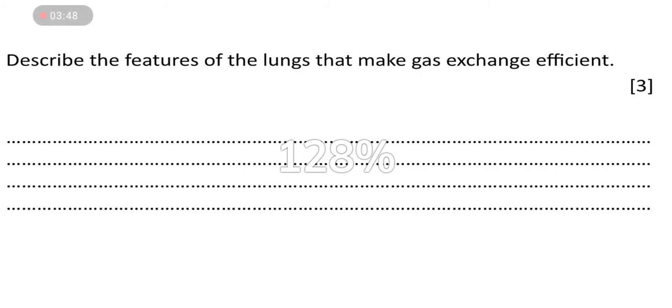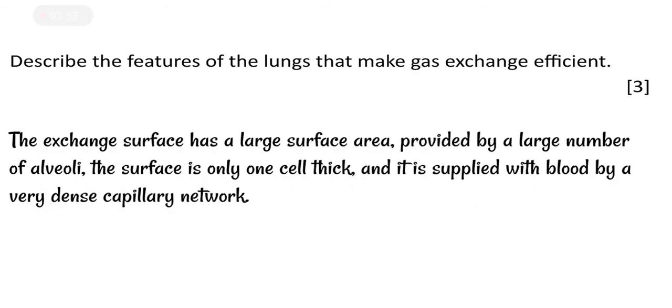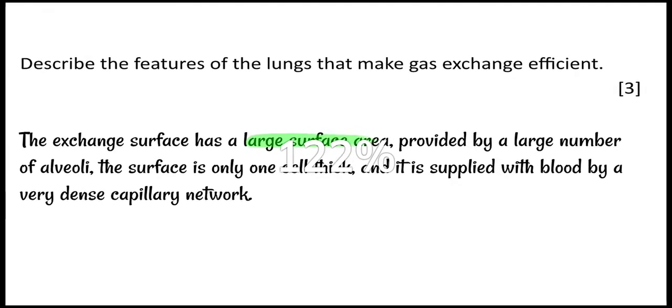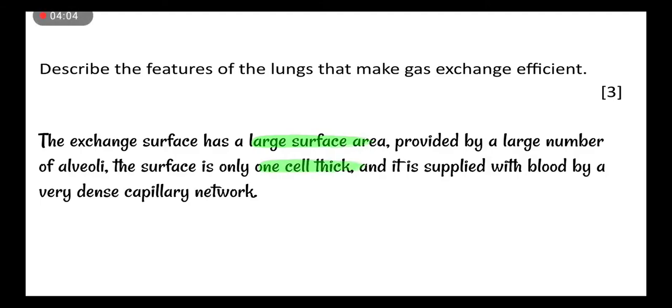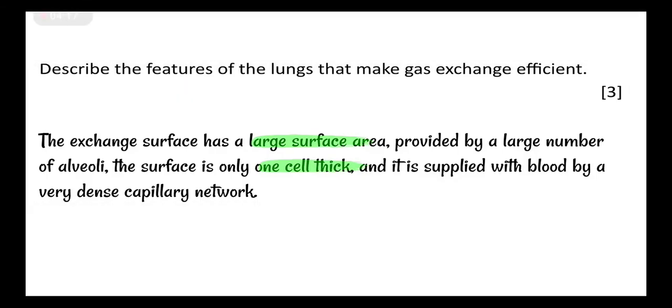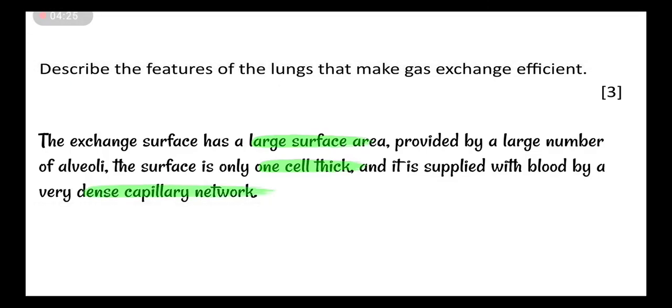A little bit of exam help on this. You might get asked to describe the features of the lungs that make gas exchange efficient. Well, the exchange surface has a large surface area, and that's provided by the large number of alveoli, and the surface is only one cell thick. Remember that provides a very short diffusion pathway, and it is supplied with blood by a very dense capillary network. So there, you're easily going to get those 3 marks.